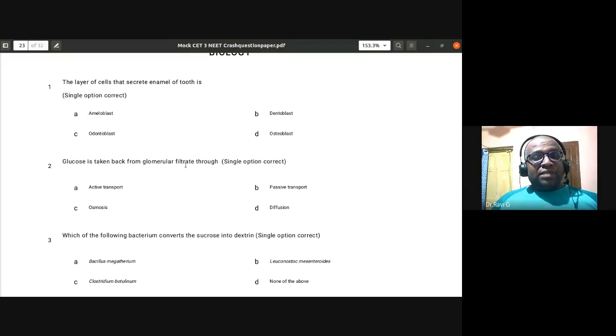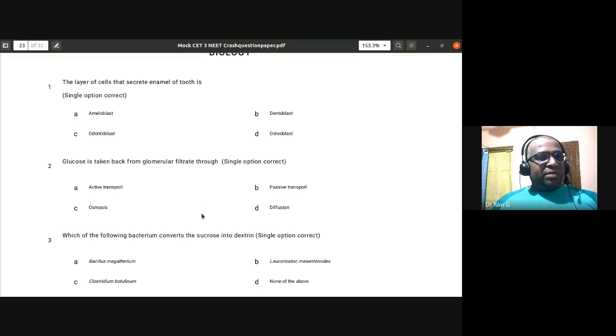The second one: glucose is taken back from glomerular filtrate through. Is it by active transport or is it by passive transport, osmosis or diffusion? See, glucose is taken back from glomerular filtrate through active transport. So there is expenditure of energy. That is the reason we call it active transport. So second one, A is the answer.